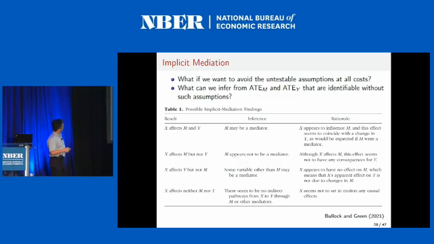It's rather informal inference, what it is. The treatment affects the mediator, but not Y. The mediator appears not to be a mediator. M appears not to be a mediator. Although treatment affects M, this effect seems not to have any consequences for Y.